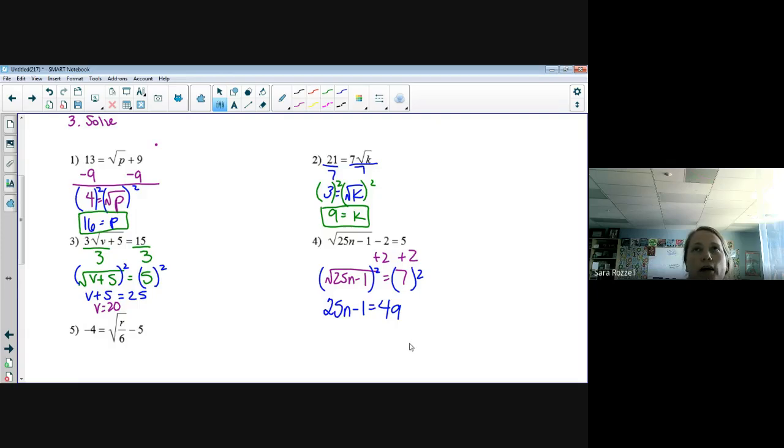Yep, a couple people got it. You can write it down too if you need to. So we'll solve this two-step equation. Anybody else want to show me your answer? We add 1 to both sides. 25n is equal to 50. I bet y'all can get it now. Divide by 25, and n equals 2.